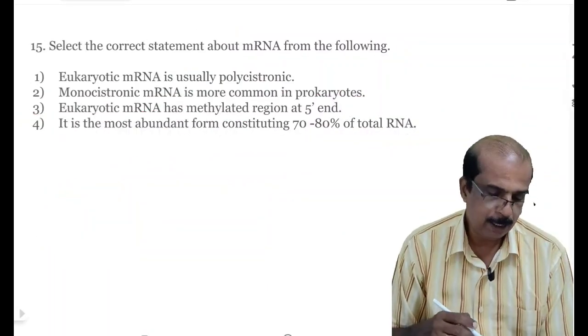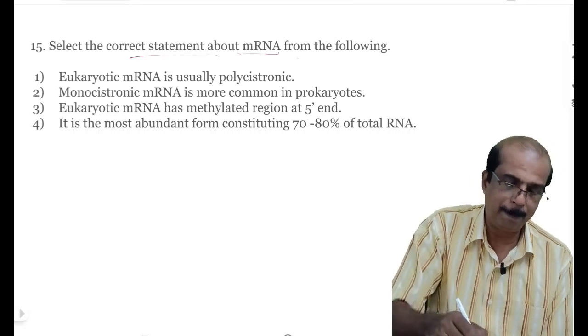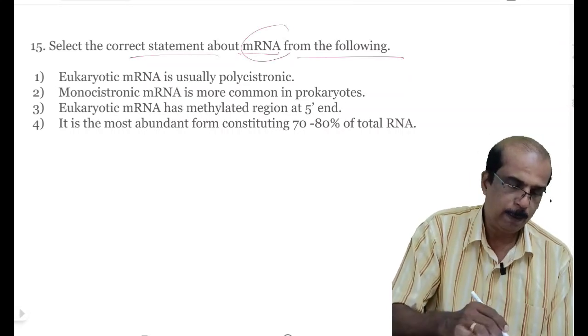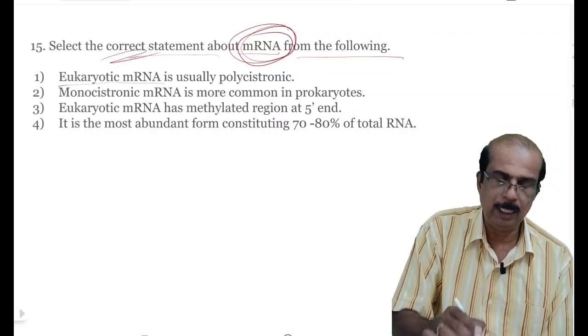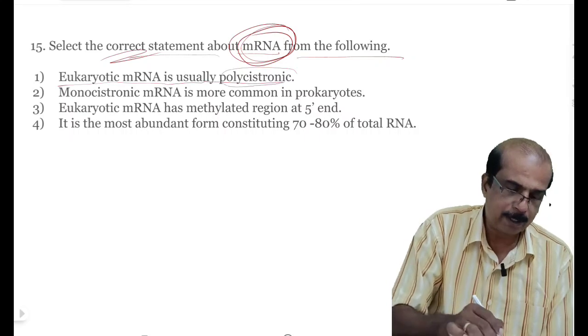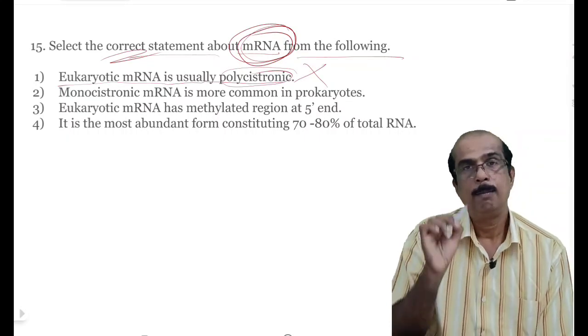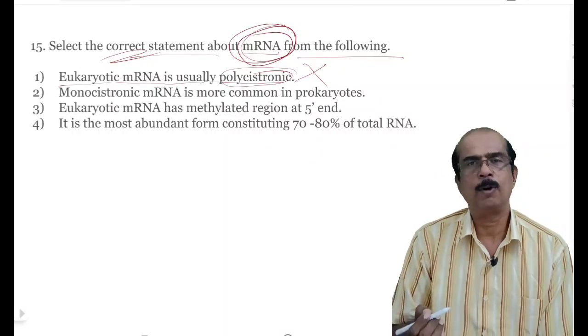Moving to 15th question, select the correct statement about mRNA from the following. Regarding mRNA, you have to select a correct statement. Eukaryotic mRNA is usually polycistronic. Wrong statement. Eukaryotic mRNA is usually monocistronic. What is polycistronic and monocistronic?